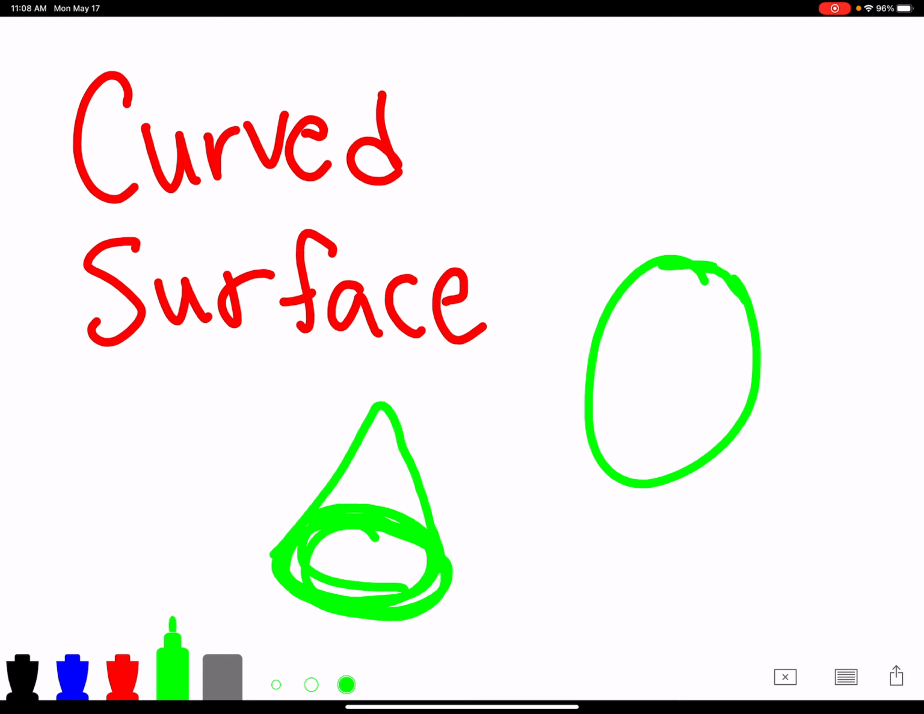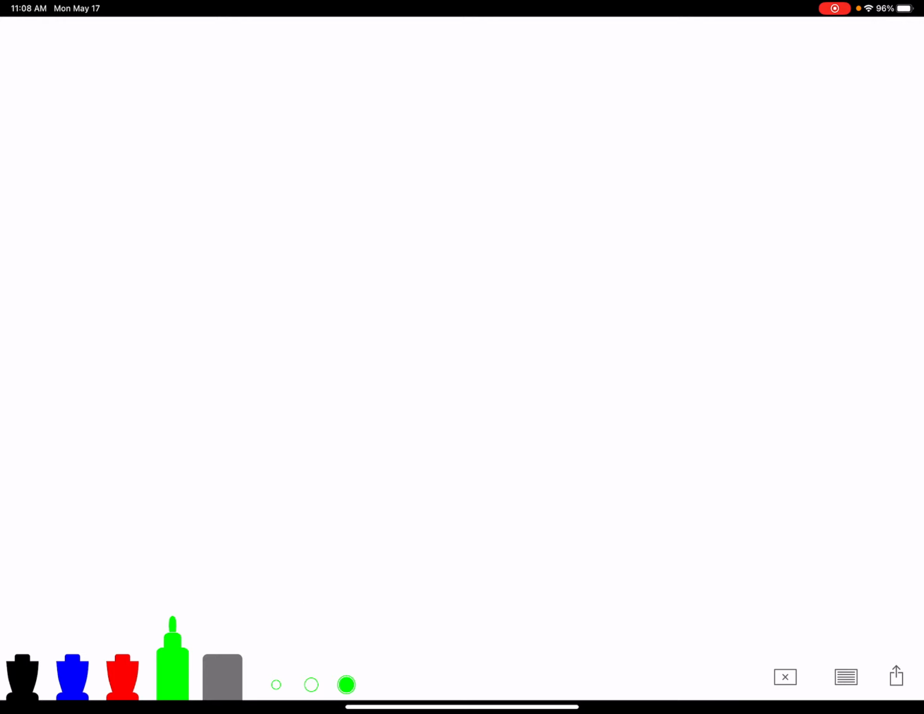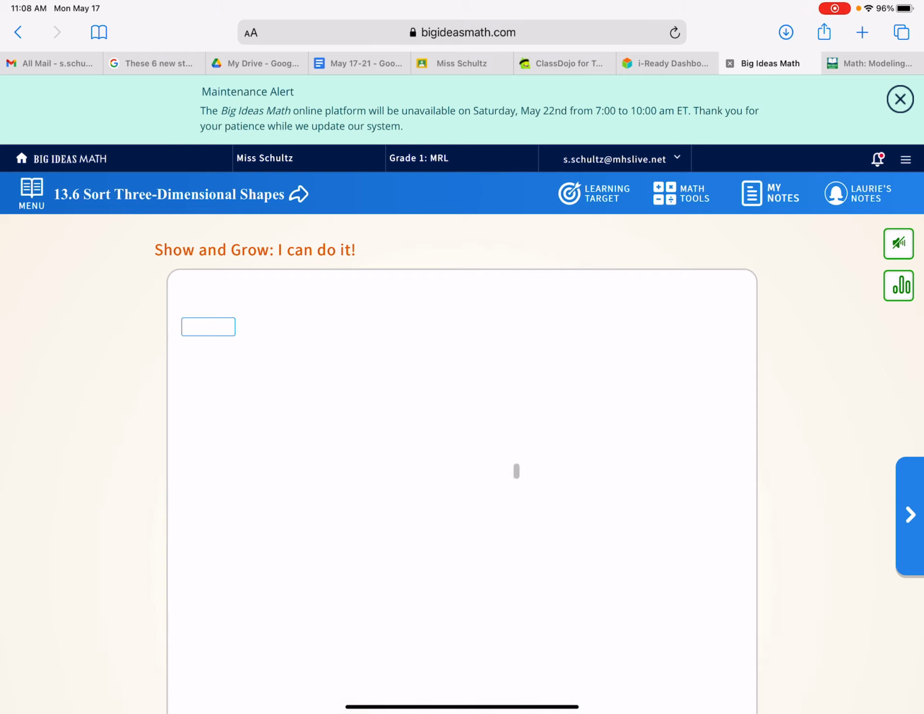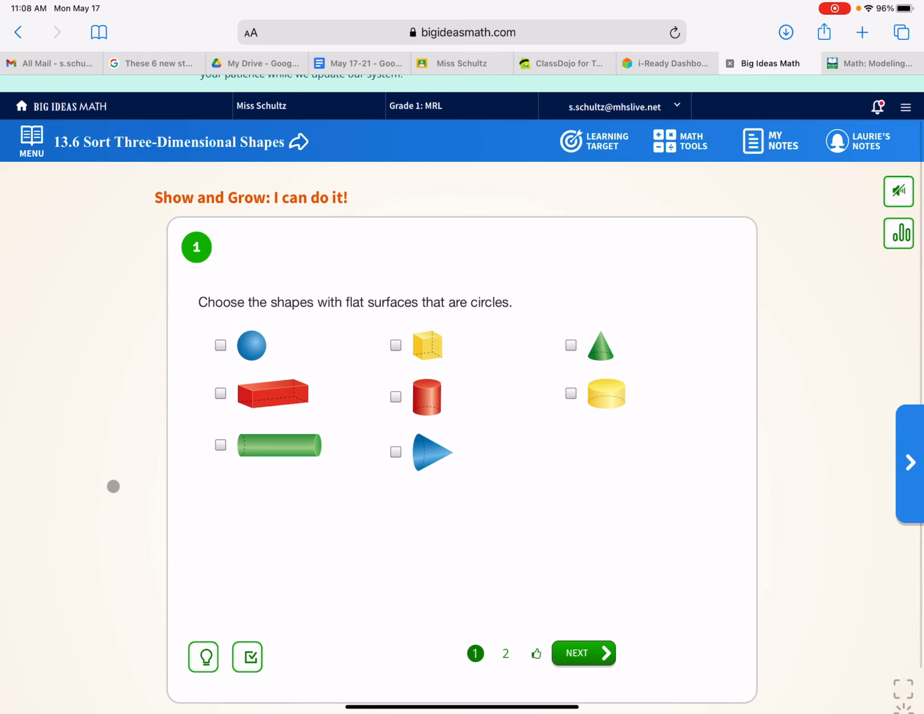So that a cone is also considered a curved surface. Okay, but let's hop on to Big Ideas Math, and I'll give you some examples that might be seen in your book. It's very important to read the directions in this section because it's going to tell you what it wants you to do. So it says, choose the shapes with flat surfaces that are circles.